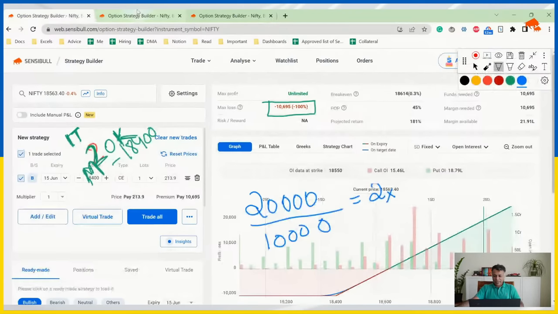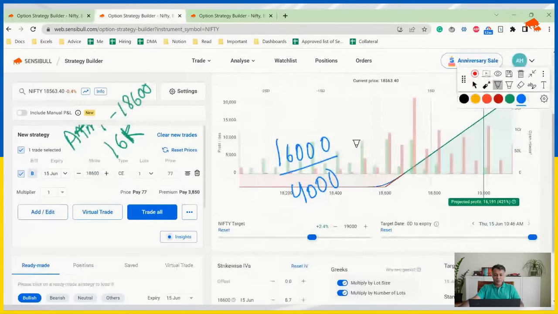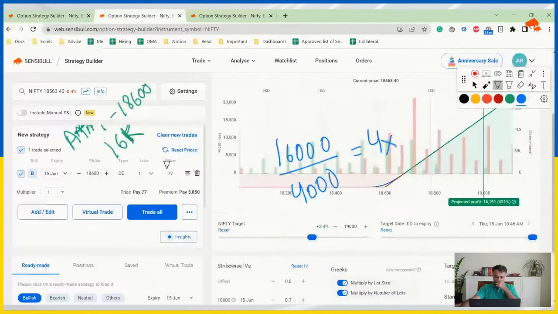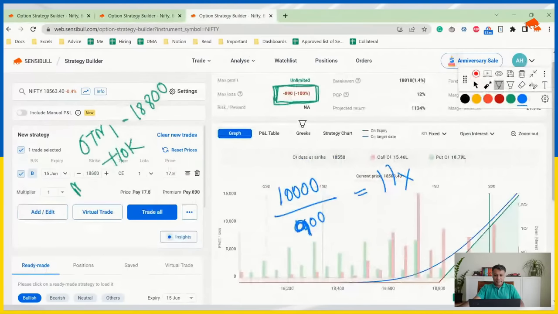So for every 10,000 rupees you deploy here, you only make 2 times. The reward by risk here is 4x. For every 10,000 rupees you deploy here, you'll make 40,000. The reward by risk is just spectacular here, 11x. For every 10,000 rupees you deploy here, you can buy a Tata Nano, right? So obviously the max loss is lower for ITM, but RR is poor for ITM. This thing is somewhere in the middle, and OTM of course is very low investment and huge return. This is what most people do, by the way, option bias.